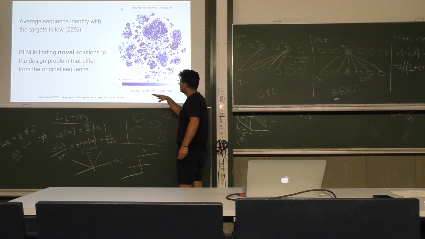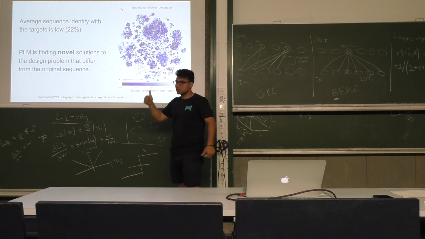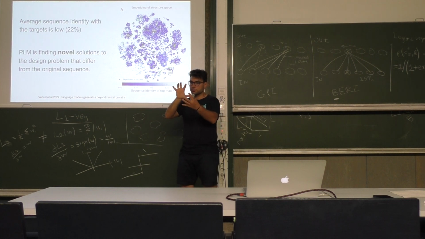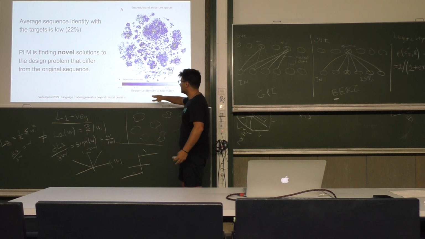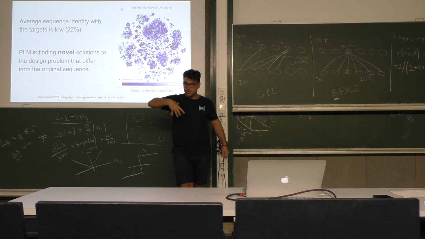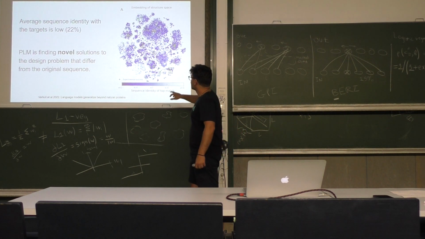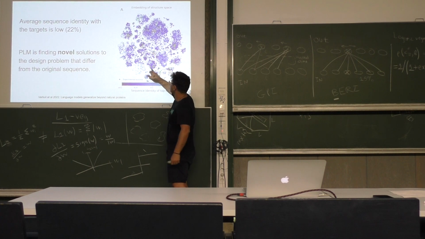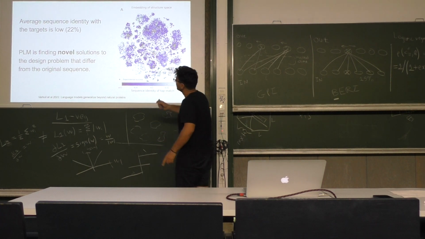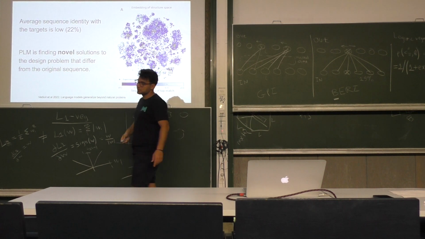But all in all, I would like to emphasize the fact that they produce novel sequences, novel 3D structures, so novel functions, as identified by sequence identity. So the lower the sequence identity, the more novel the structure and thus the function. And you can see they had some success with very, very low sequence identity of 22%.